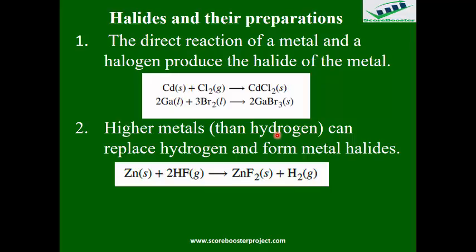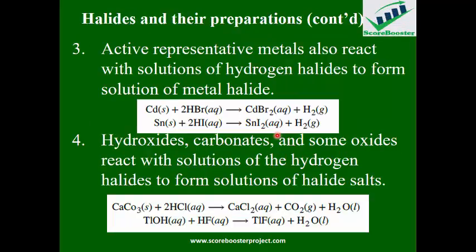Then some metals that are higher than hydrogen can actually replace hydrogen to form metal fluoride. When you have a hydrogen halide, you can have a metal displace hydrogen, that is, if the metal is above hydrogen in the electrochemical series. This method is not applicable to silver, copper, and even gold. They are lower than hydrogen on the electrochemical series. Active representative metals also react with solution of hydrogen halide to form solution of metal halide. That is what we are trying to say.